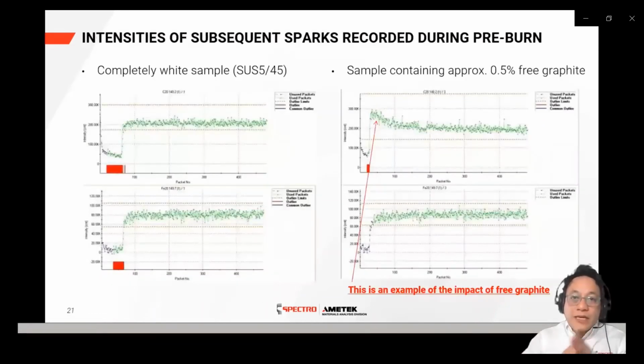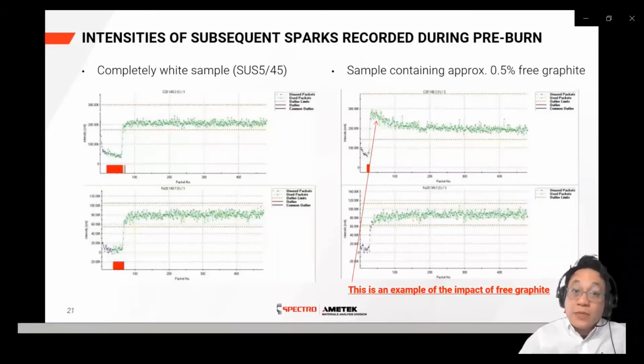On the next slide, we would like to take a look at the intensities of the sparks during the pre-burn phase. Every dot represents a packet of about 10 sparks. The left chart represents a white iron sample, which means no free graphite inclusions. On the right, we have samples containing about 0.5% free graphite. On both charts, the carbon signal is shown on the top, and the signal of the iron reference line is underneath. The carbon signal for the white sample is quite stable after the stabilization phase of about 150 spark packets.